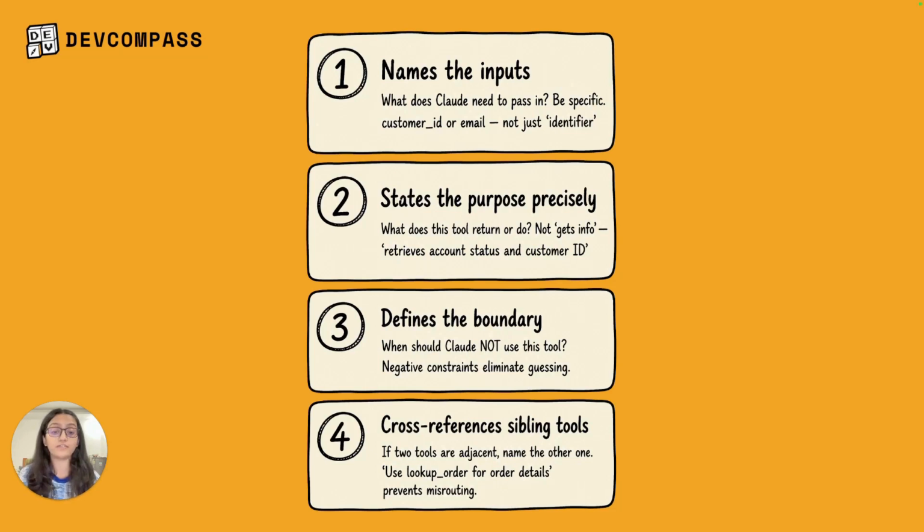Fourth is cross-reference sibling tools. If two tools are adjacent and in any way operate in similar territory, name the other one explicitly in the description. "Use lookup order for order details" does two things at once. It tells Claude what this tool doesn't do, and it tells Claude exactly what to do instead. One sentence and both problems solved.